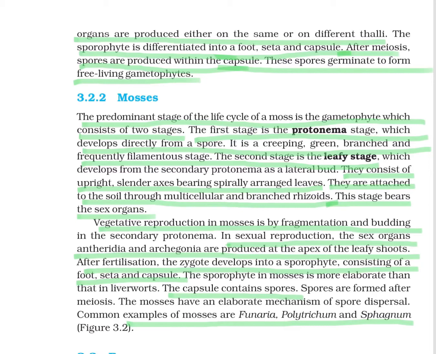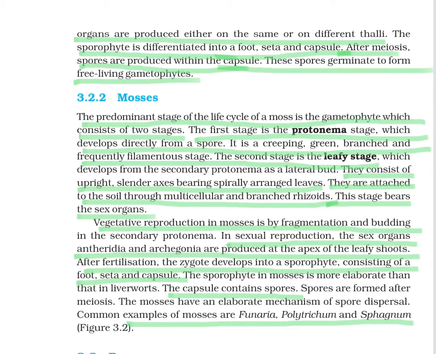Then sexual reproduction: the sex organs develop on different thalli, and the sporophyte is differentiated into foot, seta and capsule. After meiosis, spores are produced within the capsule. These spores germinate to form free-living gametophytes, like the antheridiophore and archegoniophore. I will show you in the diagram further. Then we discuss mosses.